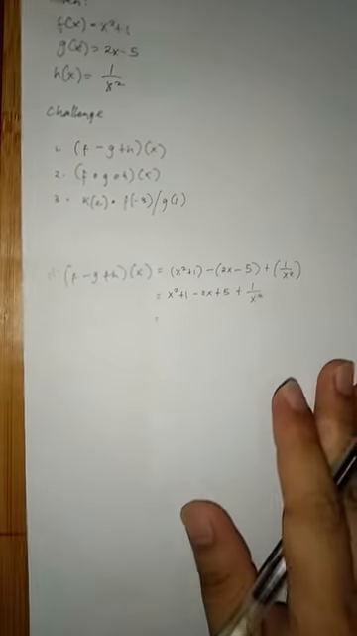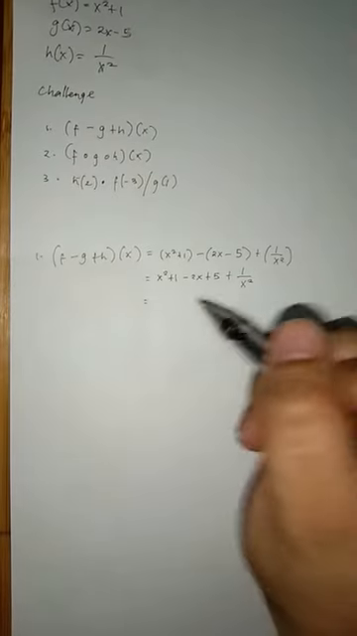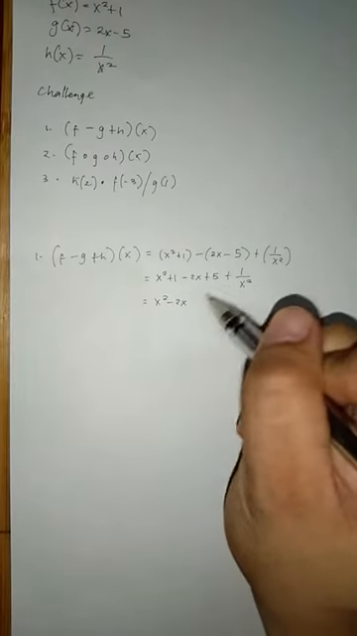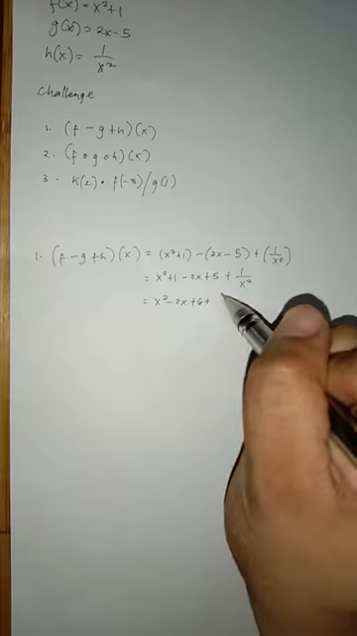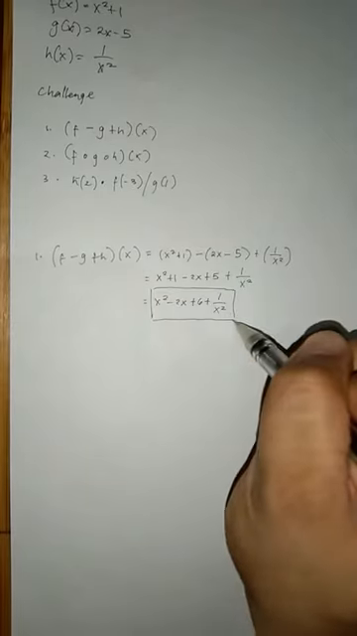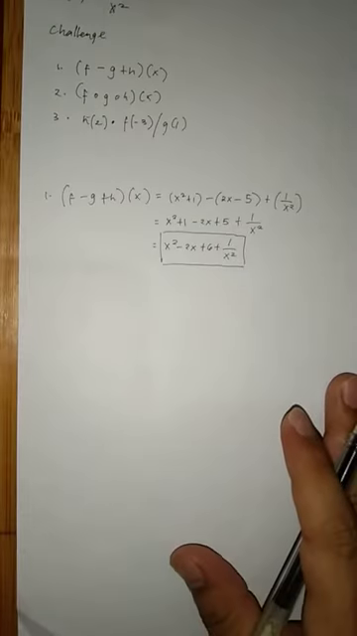Okay. Next line, we simplify it further. So you have now x squared minus 2x, and then 1 plus 5 is plus 6, and then plus 1 over x squared. Now we can actually stop here, although we can actually combine them via LCD.